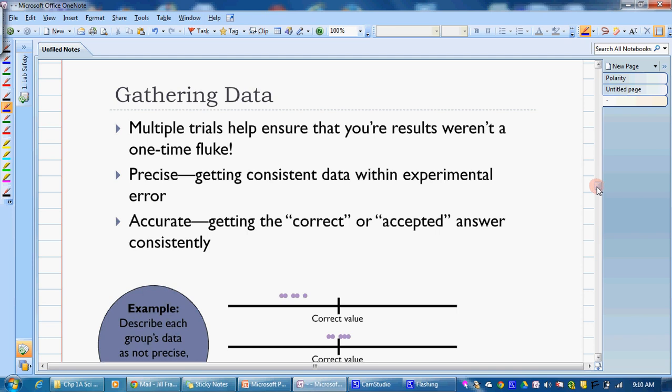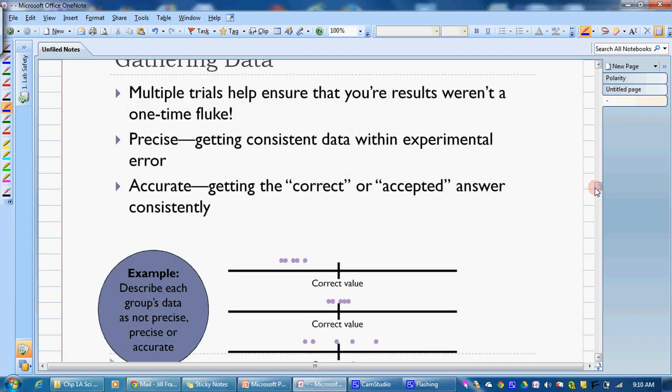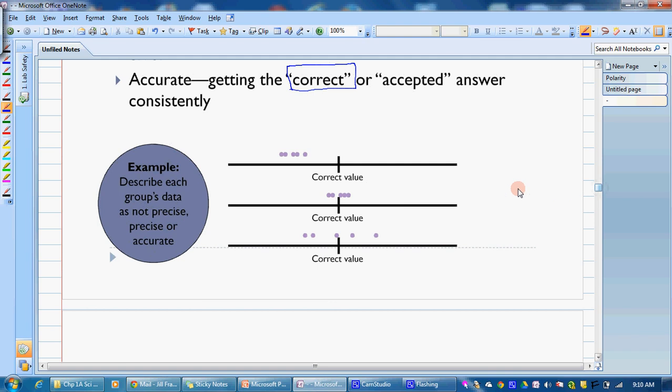Now here we've already talked about this a little bit, precision and accuracy, but some of you missed this on the test, so this is a great review. Precision is being consistent, accurate is being correct. Looking here, our correct values are in the middle, this would be precision because we're all grouped together. They're being consistent. Here we're correct and we are consistent. So this would be accuracy and precision, and this one would be neither.